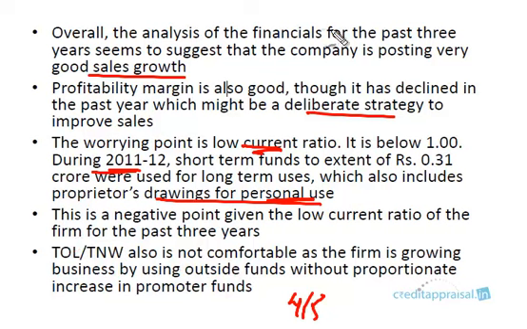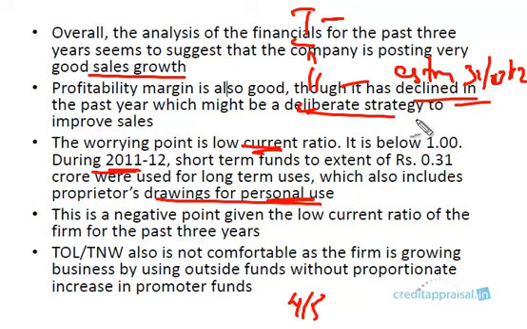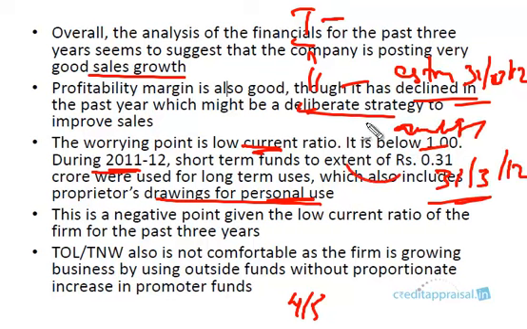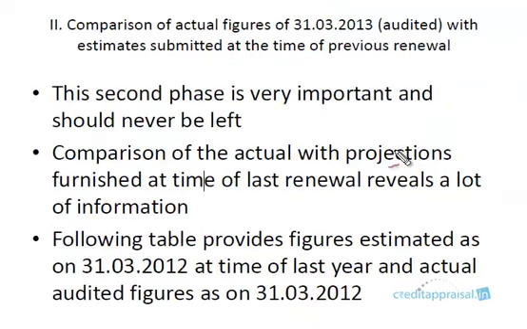So we have seen the first stage, that is the analysis of the present financial position of the company. We'll go to the second stage, that is comparison of the estimated financials for 31/3/2012 submitted at the time of last year's renewal with the present actual audited financials. We now have the audited financials for 2012. Let us compare these two. So this second stage should never be left out. Usually many credit officers do that.